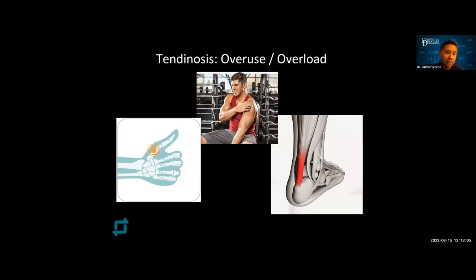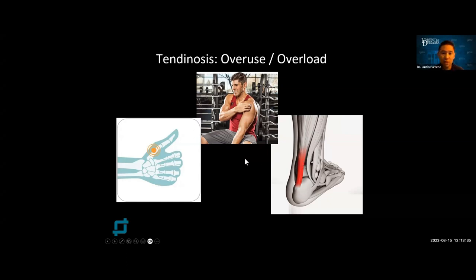Now, tendinosis is regarded as an overuse or overload pathology of tendon. So if you pipette a lot and you overuse your thumb, you can experience tendinosis in your thumb. But this can also happen with weightlifting. That could be due to overuse. It can also be due to overload, lifting too heavy weights, as well as jump training, for instance, here. That can be prone to tendinosis of the Achilles tendon.